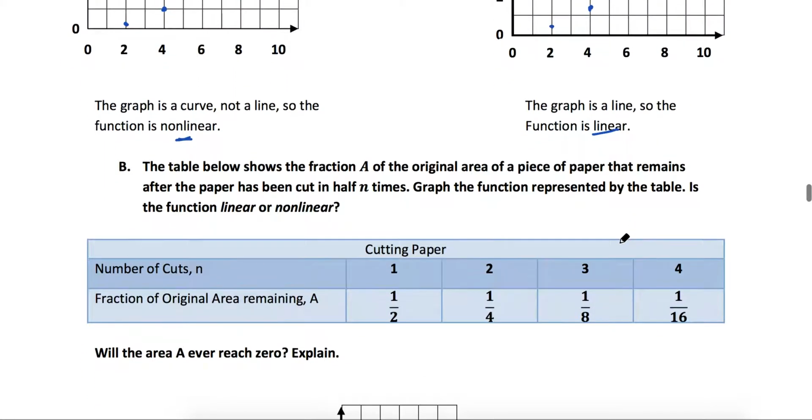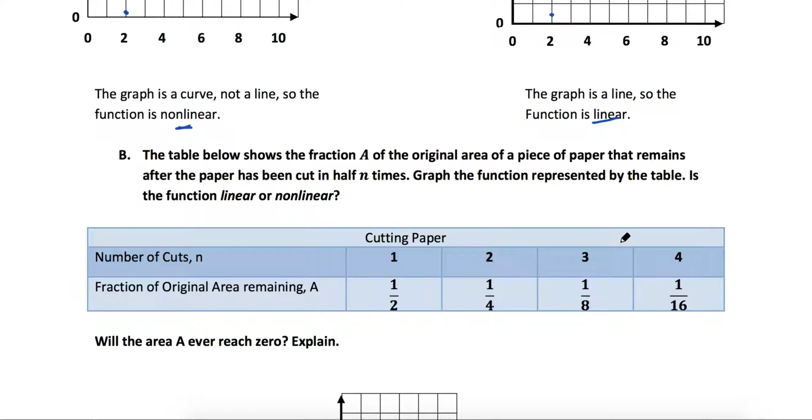Okay, let's look at another example. It says the table below shows the graph that shows the fraction A of the original area of a piece of paper that remains after the paper has been cut in half n times. Graph the function represented by the table. Is it linear or nonlinear?